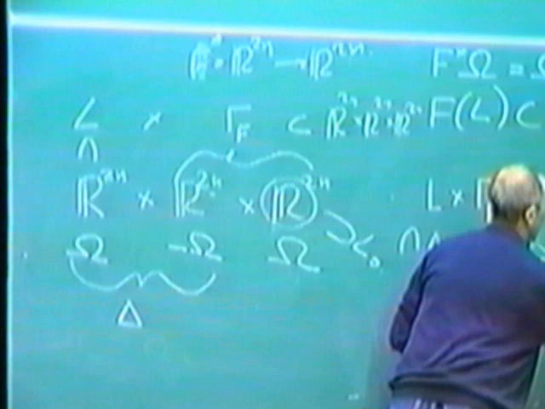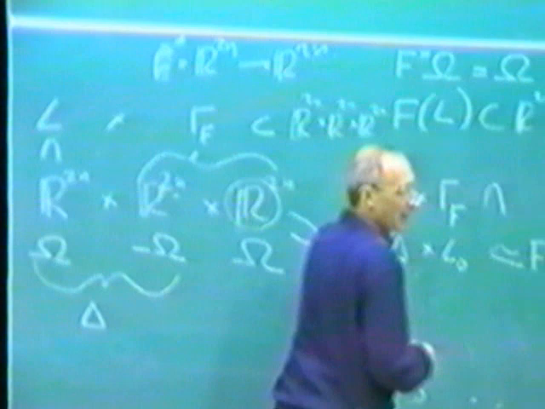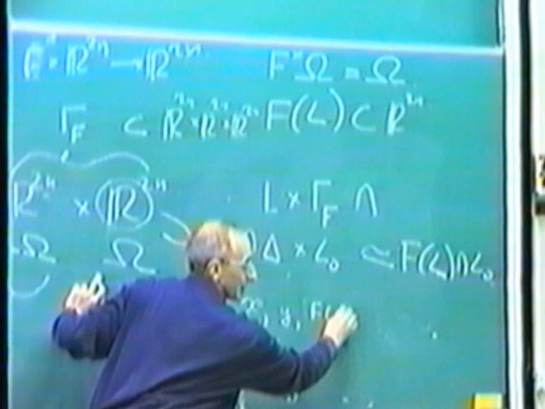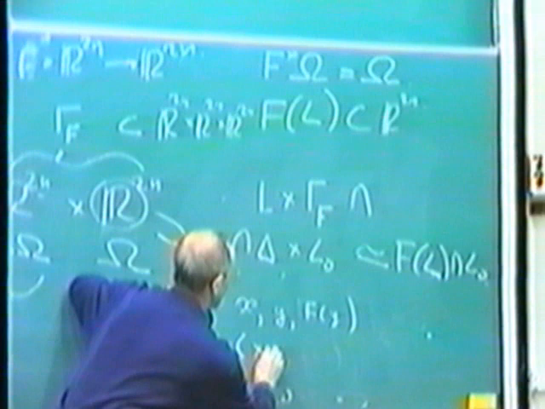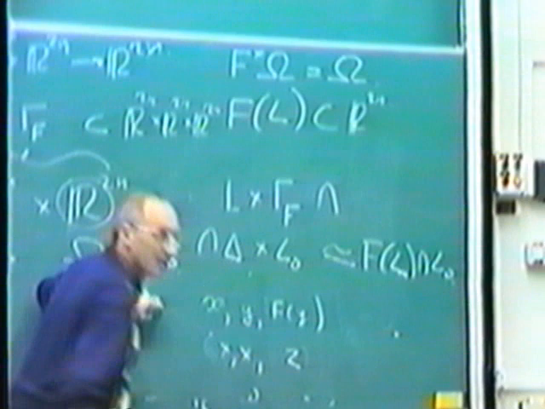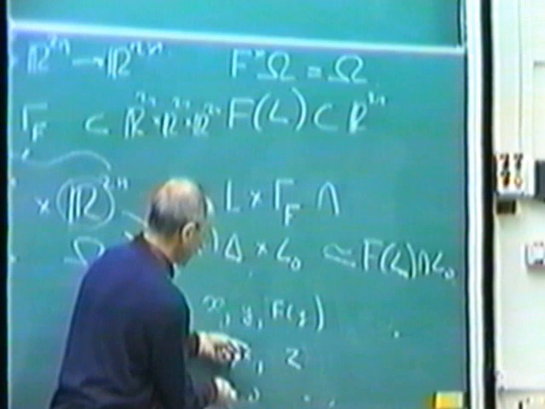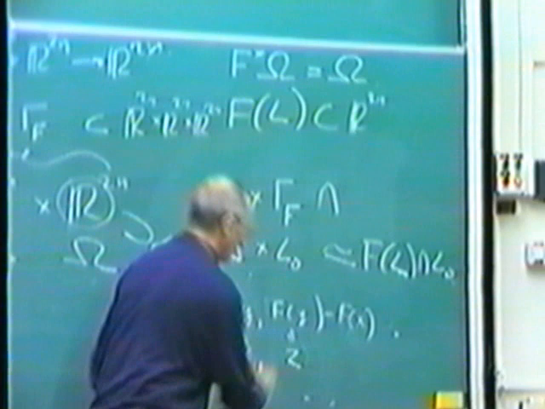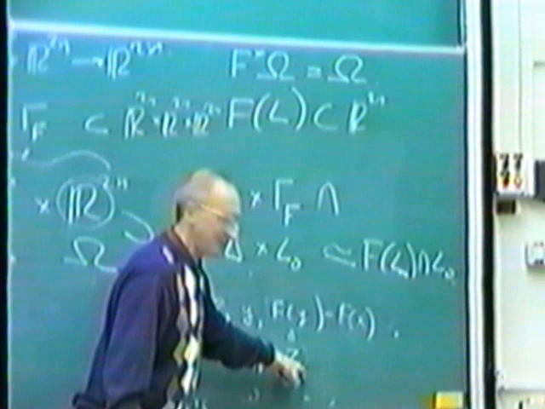Because what is a point of L times gamma F? It's a point of the form x, y, F of y. And a point of this one is of the form x, x, and then some z. To say that this is equal to this would mean that y is equal to x, therefore F of y is equal to F of x, and F of x has to be equal to z. So the intersection of F of x with z, which belongs to L0, is the same as the intersection of these two things.